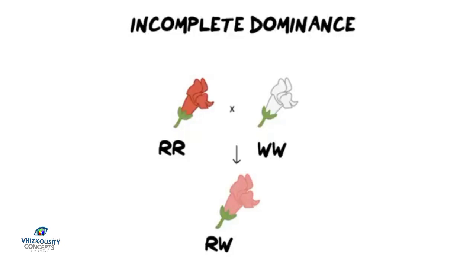The next type of dominance we're going to look at is incomplete dominance. Now, you can already see the product of this dominance is very different. When we cross two contrasting colors, we produce a third different color.